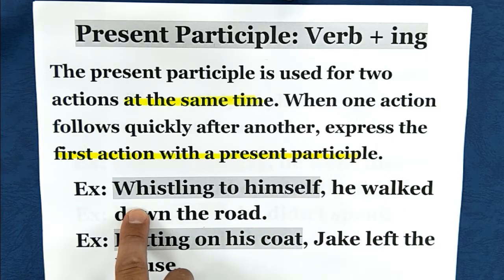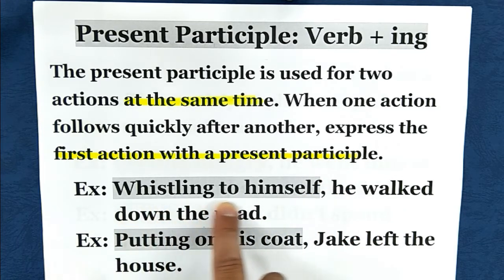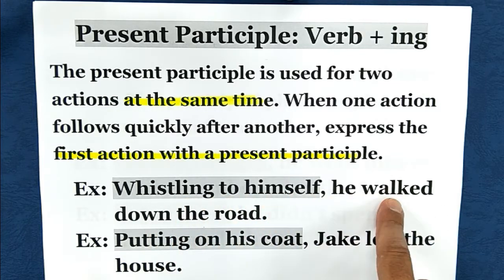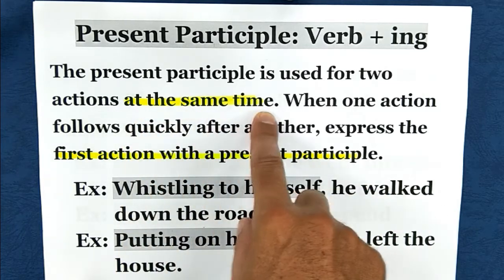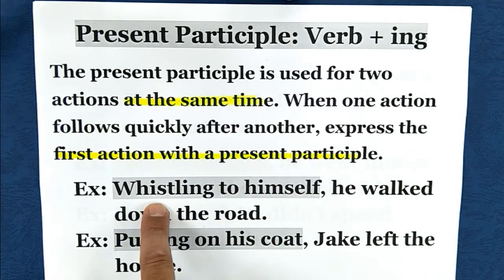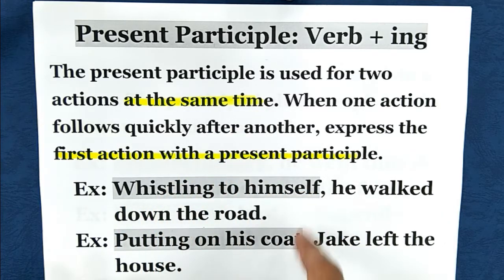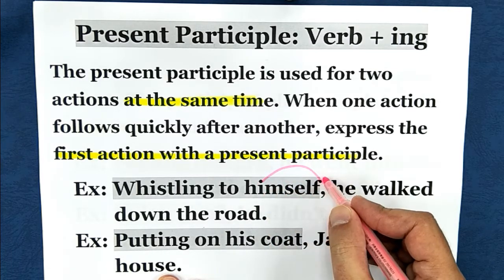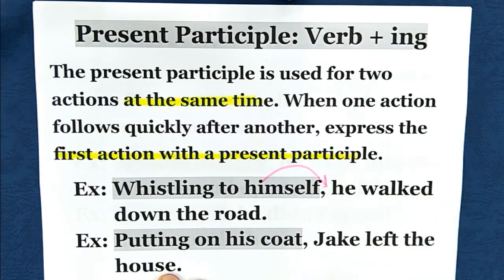All right, look at here. Example, whistling to himself, he walked down the road. Whistling and walking at the same time. Whistling, verb ing, whistling to himself. Who is whistling to himself? Well, he is. That is describing he.